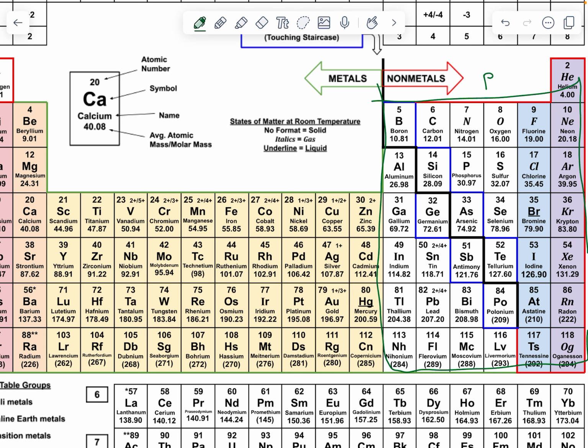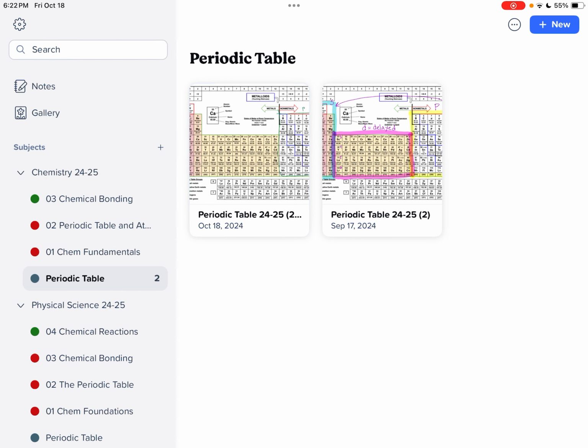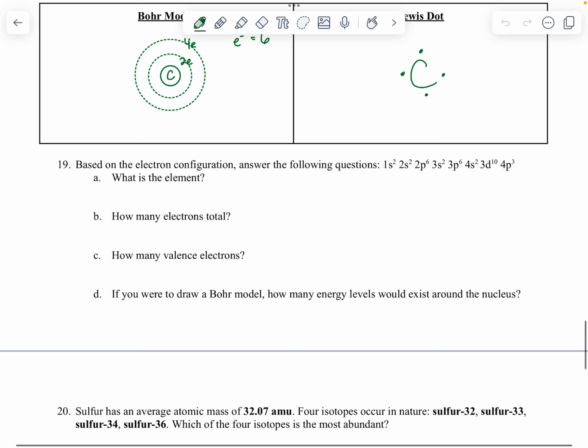Well, this would be 2p, right? This would be 3p. And of course, 4p would be in the 4th period. And we say that, oh, look at 3 in 4p3, that is arsenic. So we have actually identified that through the electron configuration, the element is arsenic, which is a S.